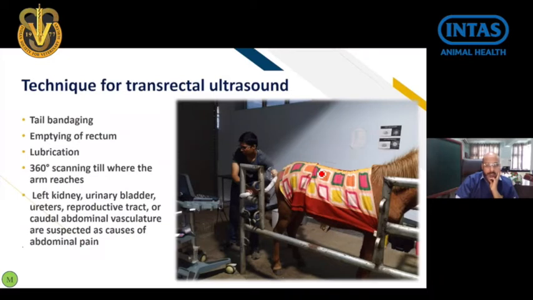And this is the technique for the transrectal ultrasound. Do the tail bandaging, empty the rectum, do very good lubrication using an obstetrical lubricant, and then a 360 degree scan as far as the arm reaches. Transrectal is very, very useful. The things you don't see on the transcutaneous ultrasound, you can visualize on the transrectal ultrasound. For example, the left kidney, urinary bladder, ureters, the genitals, and the caudal abdominal vasculature also, sometimes if they are associated with the abdominal pain. So that was the transrectal ultrasound.